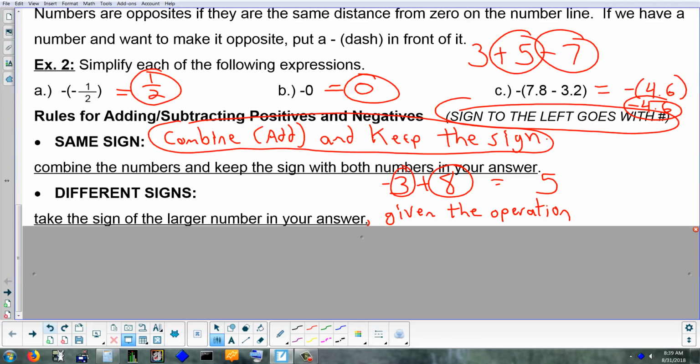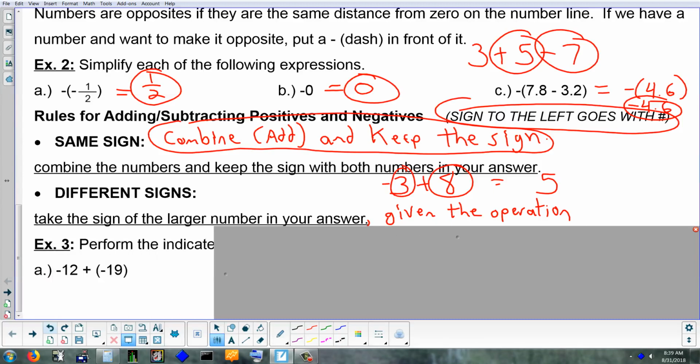Okay. So now we're going to do 3 examples on the bottom. We got A, B, and C. You guys are going to have to write those examples in. Okay? So the directions say perform the indicated operation. So I got a negative 12. We'll call this, we got same sign, different sign.